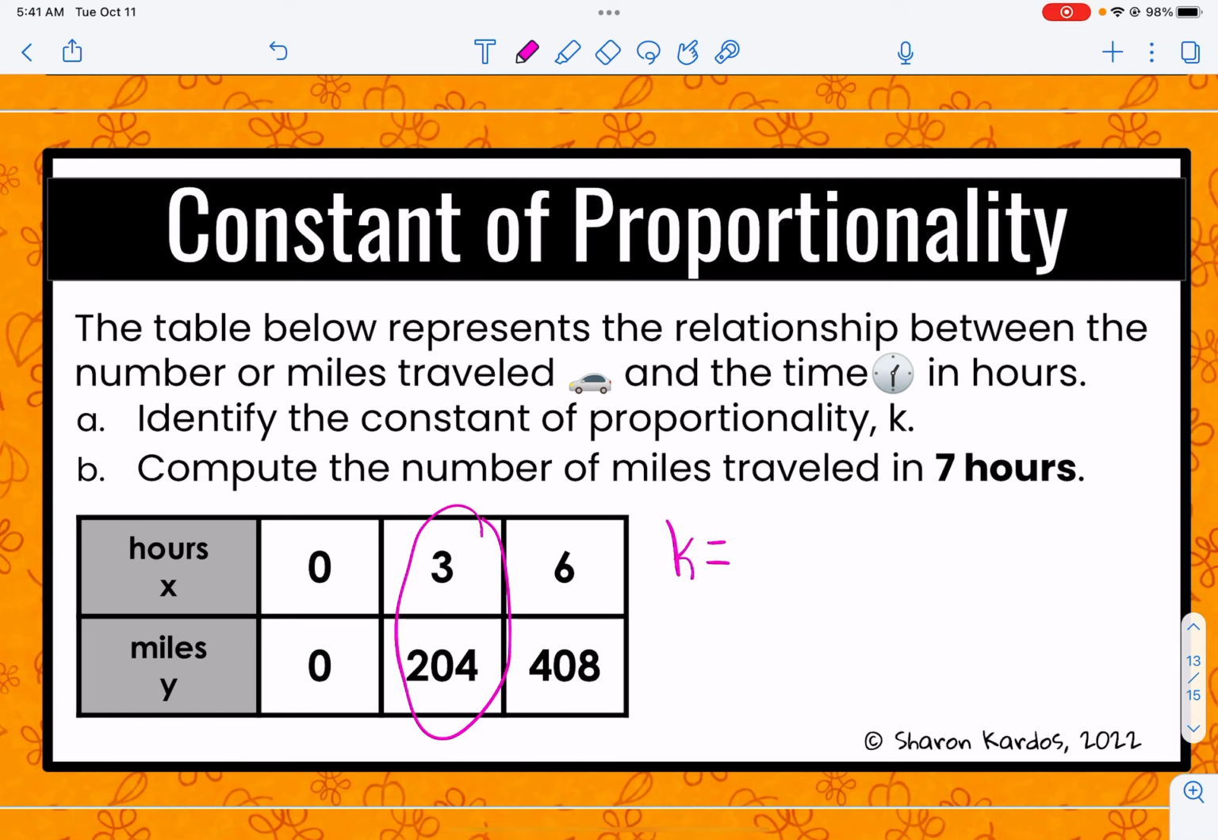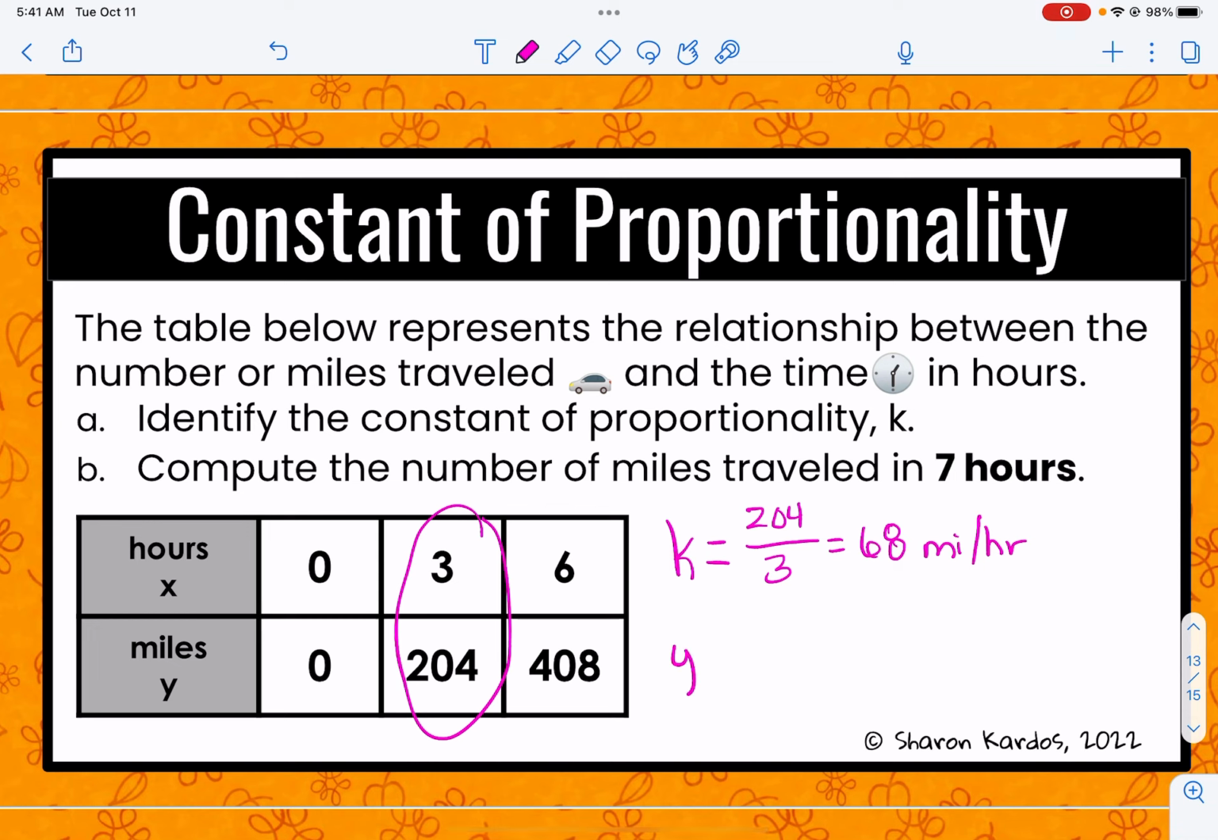So again, I'm going to use my smaller numbers. I'm going to choose this coordinate, or ordered pair. The x is my hours, the y is my miles. So 204 miles divided by 3 hours works out to 68 miles per hour. So this is their constant rate that they're traveling at. And if I went ahead and divided 408 divided by 6, I would see that it also comes out to 68. So it is definitely a constant rate.